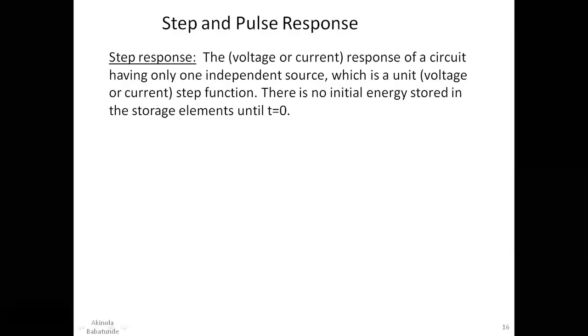The voltage or current response of a circuit having only one independent source, which is a unit, either voltage or current step function, is what we refer to as step response. So what you find out here is that if you have a circuit and that circuit has more than one independent source, this gives you the motivation for the killing that we've been talking about. You kill every other source until you have just one independent source, and then you deal with that circuit with just one independent source, you get that response.